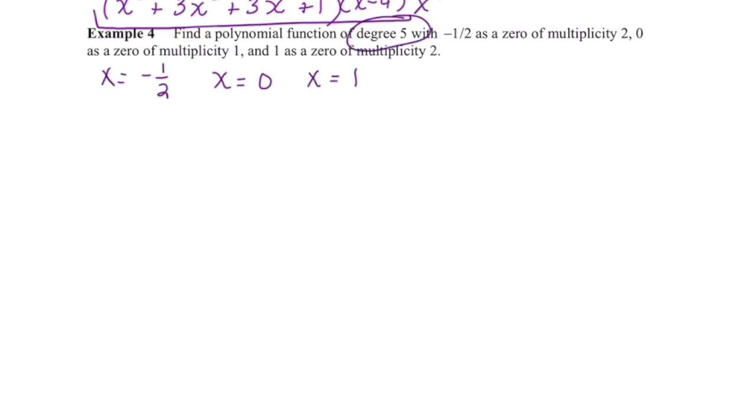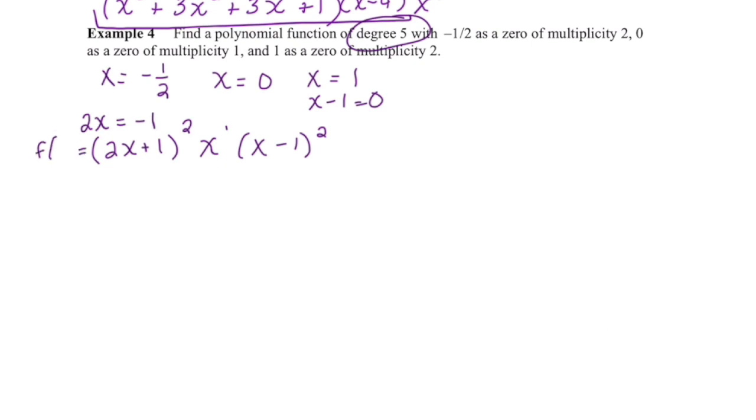I also can say, to get rid of this fraction, multiply both sides by 2 and then add 1. So 2x plus 1 is the same as x equal to negative half. This has a multiplicity of 2. X by itself has a multiplicity of 1. And x minus 1 also has a multiplicity of 2. And this will be our function.